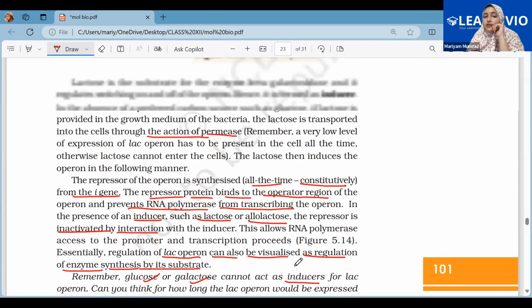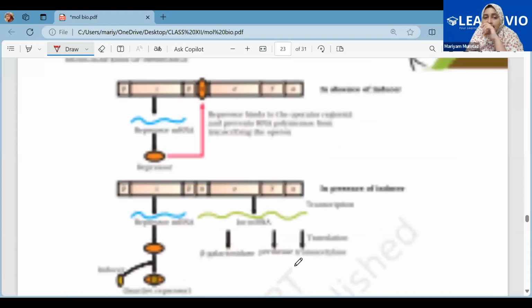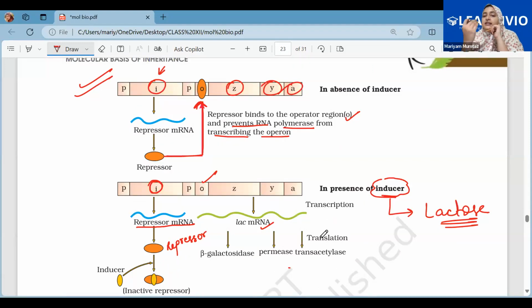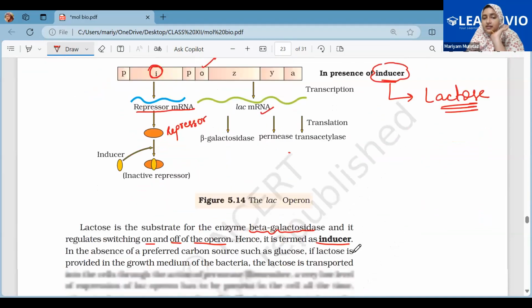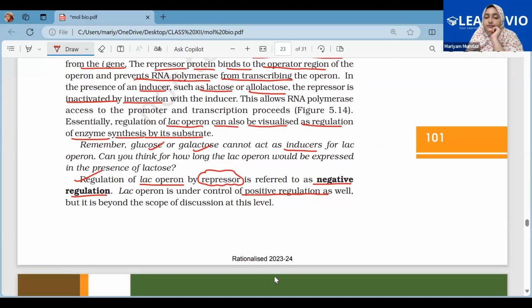So this particular diagram is very important. While you're writing the answer, let's just say anything about the lac operon comes. If you draw this diagram very nicely labeled along with your answer, you're likely to get very good marks in that particular answer. Any doubts in the lactose operon, students? No, ma'am.